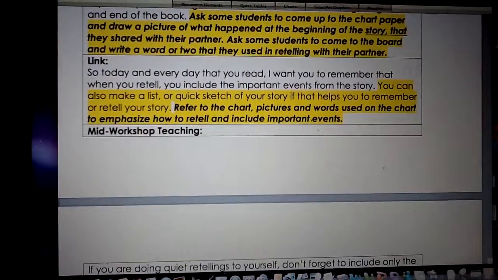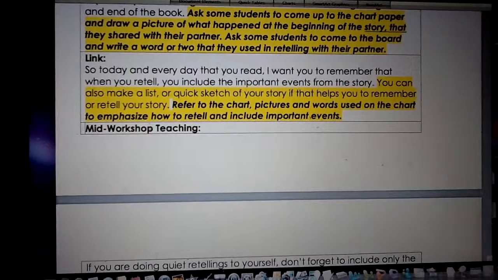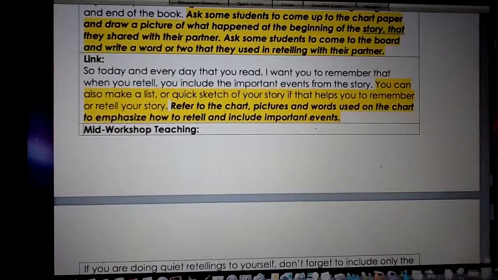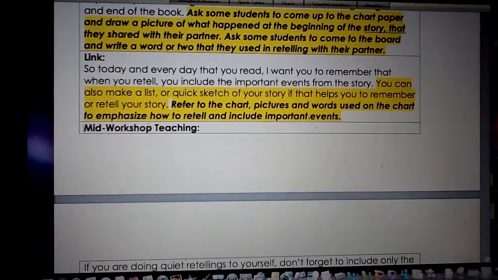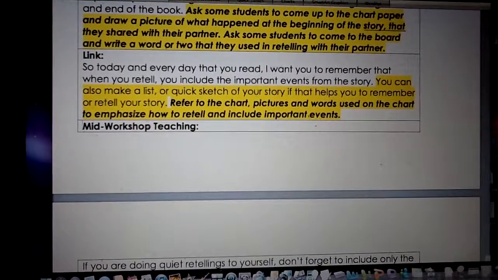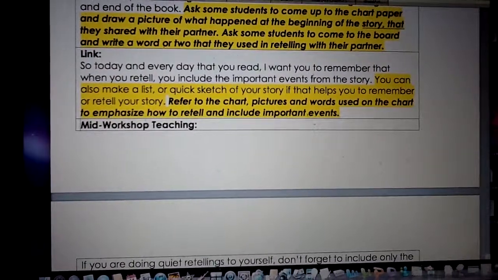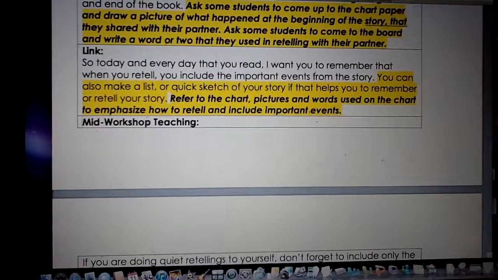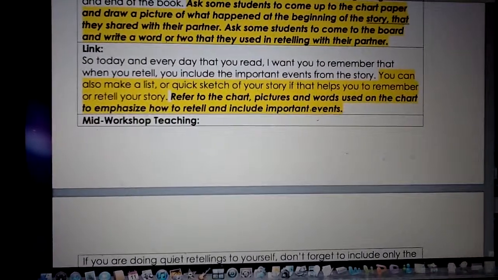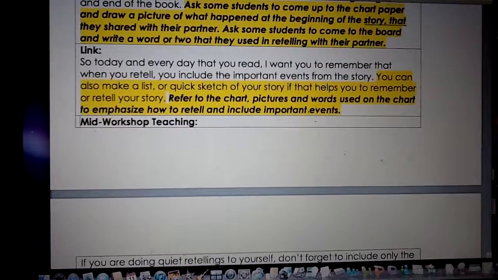And then lastly, with the link, I'm offering students the opportunity to make a list or draw a quick sketch of the story if it helps them remember what happened in their story and how to retell. I'm going to refer to the chart that we've all made together, the pictures and the words that are used on the chart, to emphasize how you can use that to remember how to retell and include important events.